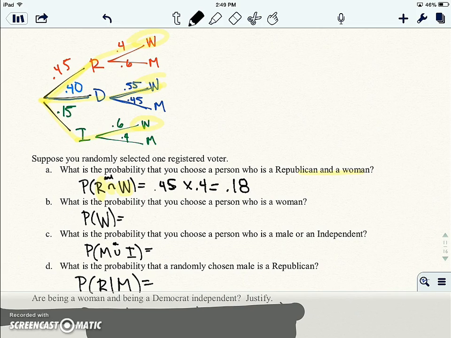Well, we already know that being a Republican and a woman is 0.18, but plus you could be a Democrat and a woman, so 0.4 times 0.55, or 40 times 55%, plus you could be an independent and a woman. So the probability of independent is 0.15. Go ahead and multiply that by the probability of being a woman and independent, which is 0.6, and simplify that and you get a 49% chance of being a woman in this population.